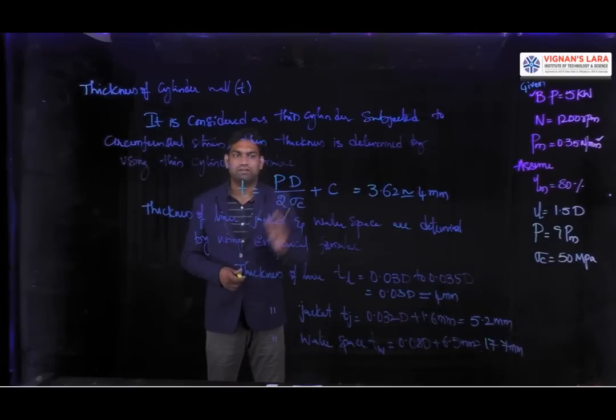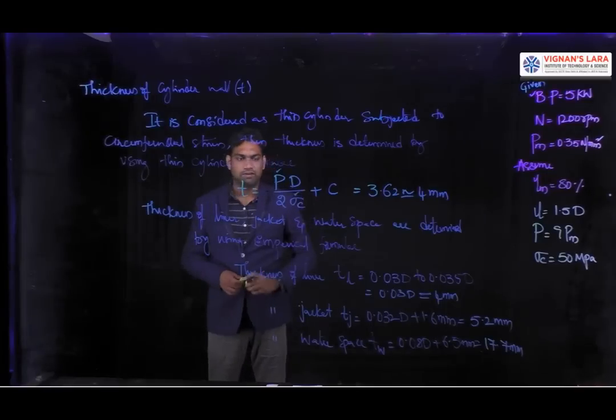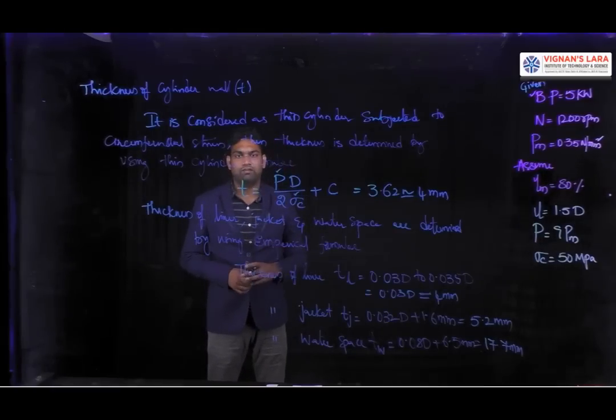So one is the thickness of cylinder wall. So it's calculated using the thin cylinder formula. So in that I can assume the value of sigma C and then maximum gas pressure P from the mean effective pressure, and the thickness of liner and thickness of water jacket and space are calculated using the empirical relations, that is 0.03 D to 0.035 D, and thickness of water jacket 0.032 D plus 1.6 mm, and thickness of water space is given by 0.08 D plus 6.5 mm. And later on we can calculate the thickness of flange and the size of bolts.